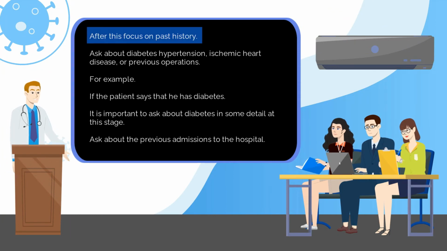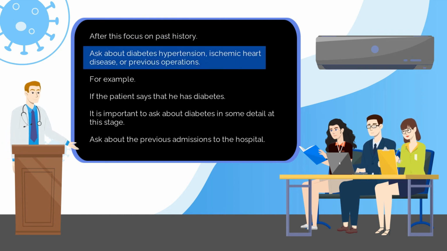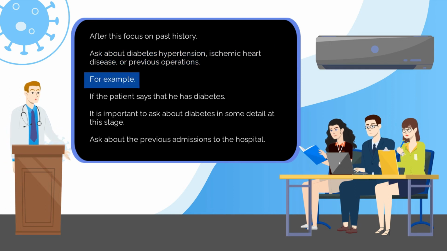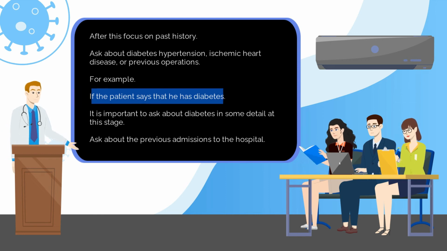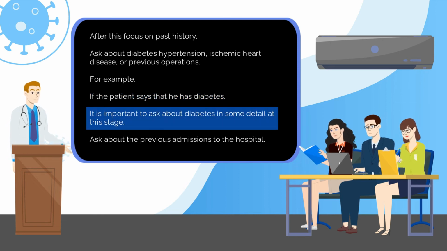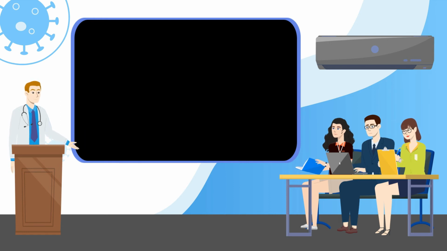After this, focus on past history. Ask about diabetes, hypertension, ischemic heart disease, or previous operations. For example, if the patient says that he has diabetes, it is important to ask about diabetes in some detail at this stage. Ask about the previous admissions to the hospital.